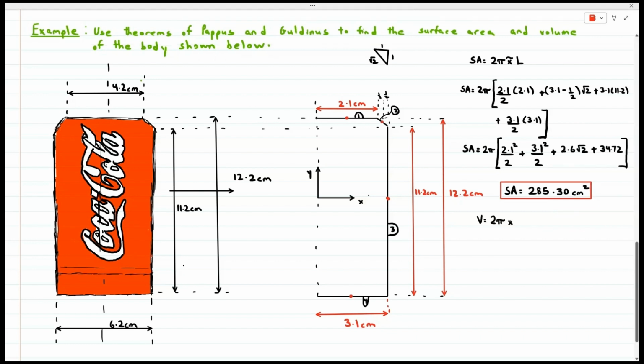How would we go about finding the volume? We'll write the second theorem of Pappus and Guldinus on screen. All we need to do is think about what kind of areas we can split that shape into. What I'm thinking is that we can split it into the overall rectangle and just subtract off the little triangle that's missing on the top right. The overall rectangle would be 3.1 multiplied by 12.2. We would take that area and multiply by its centroid, which is 3.1 over 2. That would be the volume of the cylinder.